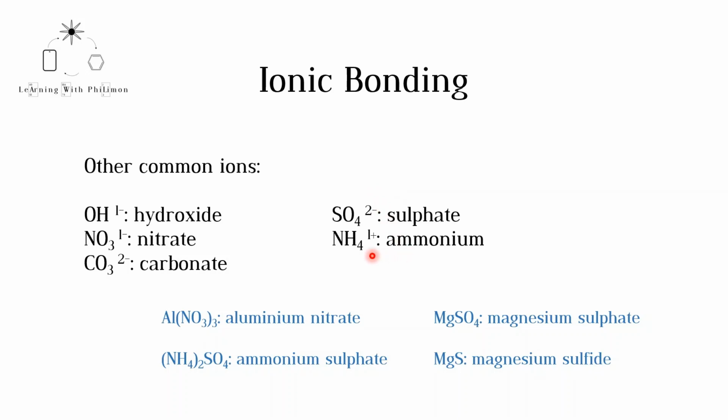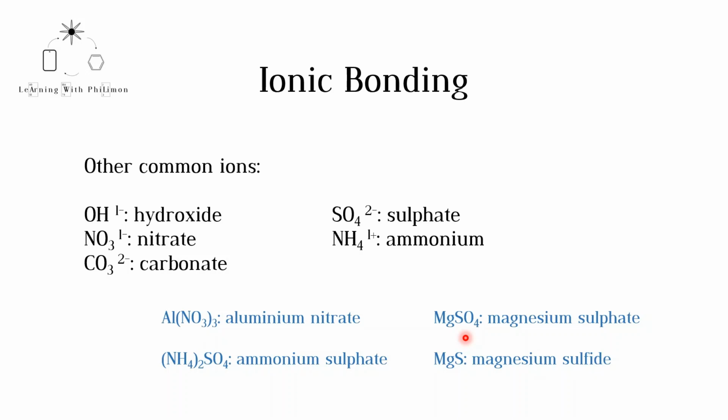Care needs to be taken when writing the formula of these compounds. If there is more than one ion present, the subscript needs to be written outside a parenthesis. For example, in aluminium nitrate, there are 3 nitrate ions per aluminium ion. NO3 is written in the parentheses with a 3 outside. Similarly, the formula of ammonium sulfate is (NH4)2SO4. If the ratio is 1-to-1, like in magnesium sulfate, there is no need to include a parenthesis.